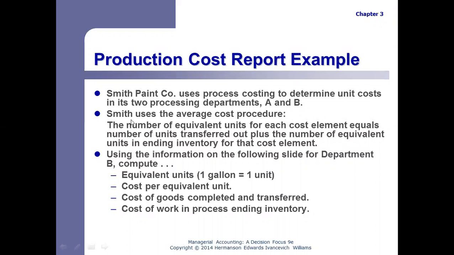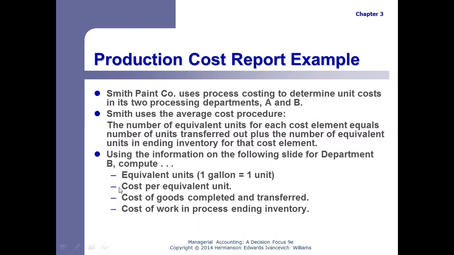Okay, so let's say this company uses process costing to determine unit cost in 2 departments, A and B. They use the average cost method, where the number of equivalent units for each cost element equals the number of units transferred out, the total that we totally finished, the 100% part, plus the number of equivalent units in ending inventory. Whatever we have left over, we see what percent complete those units are.